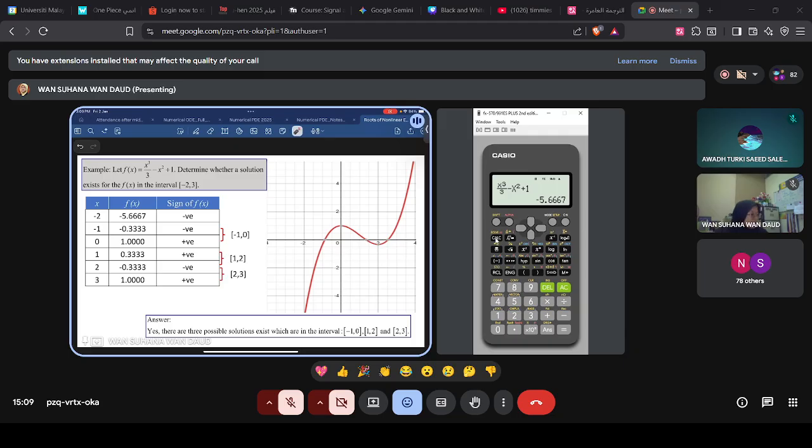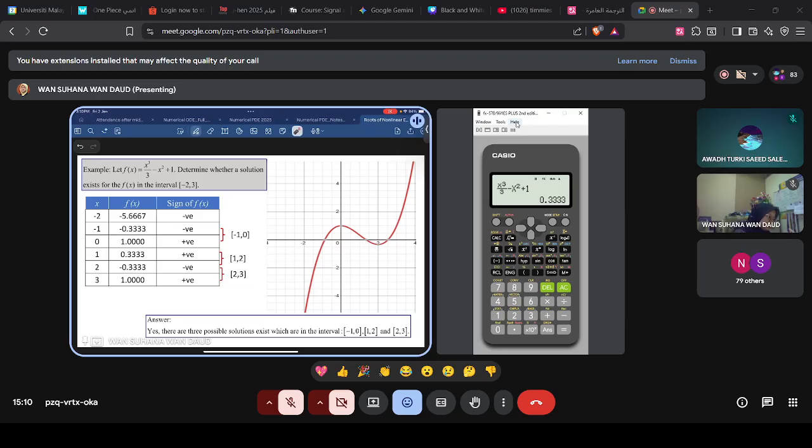Then again CALC, and they ask you for the next x. So I put negative 1 and got negative 0.333. Press CALC, press 0, you will get 1. Press another CALC, you put 1, you will get 0.3333 and so on. Okay, all right, any questions so far?